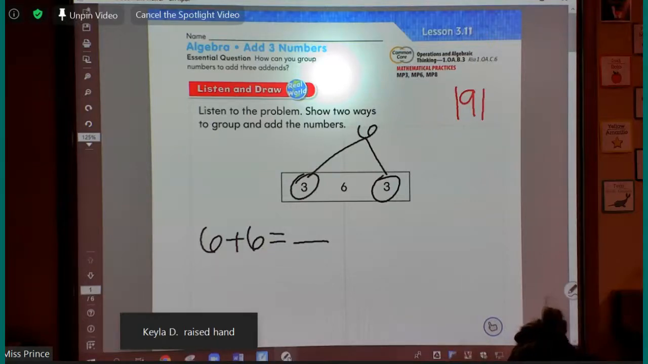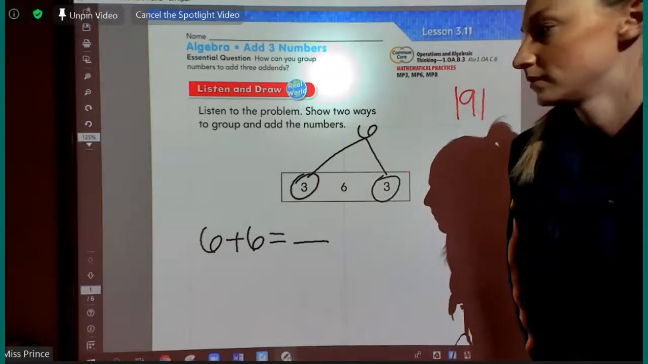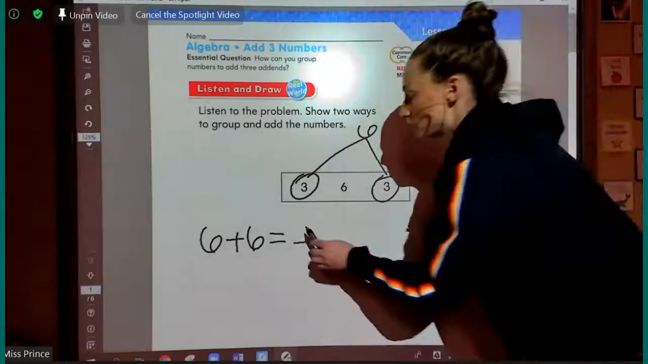All right, about 10 more seconds. I have one person raising their hand. 3, 2, 1, and 0. Keela, what did you come up with for 6 plus 6? 6 plus 6 is 12.